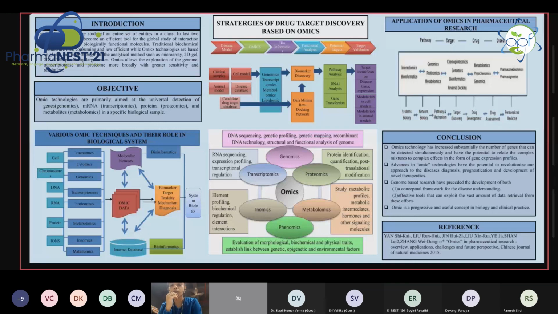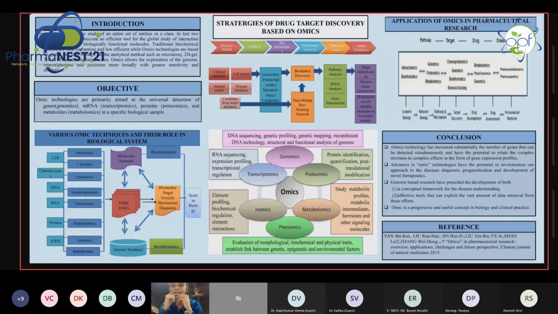As we use the omic technology, we could get the different profiles of the omics that are present, and the development of novel therapeutics. Genome based research has preceded the development of both. The first one is the conceptual framework of the disease understanding. Through this omic technology, we can come to know the framework of the disease, how the drug is getting targeted, how the drug is being developed, its assessment can be done, and the different amounts that are present in a different disease.